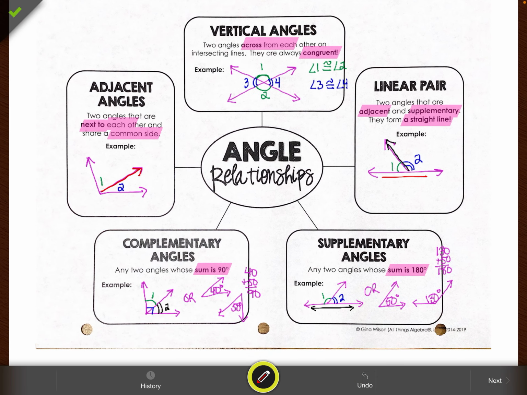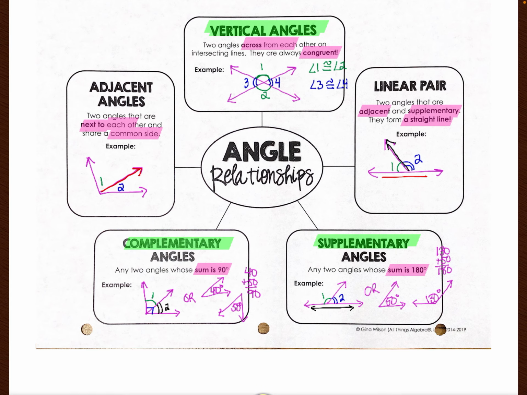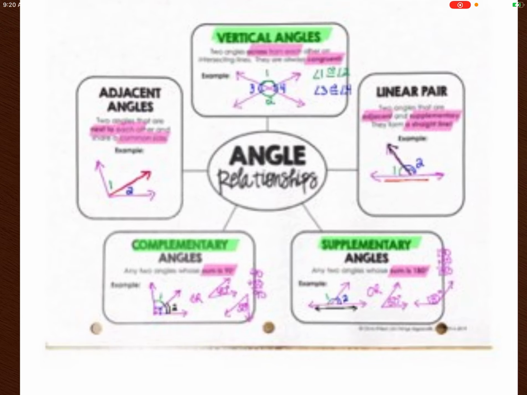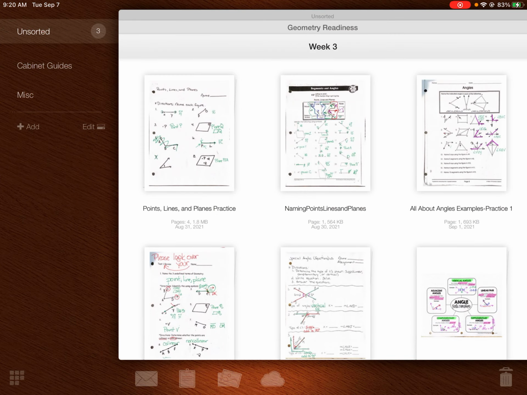The three pairs that we will be focusing on the most are vertical, complementary, and supplementary. You want to make sure you know that vertical angles are across from each other and they're congruent. Complementary angles add up to 90 and supplementary angles add up to 180. So let's see that in action with a couple practice problems.